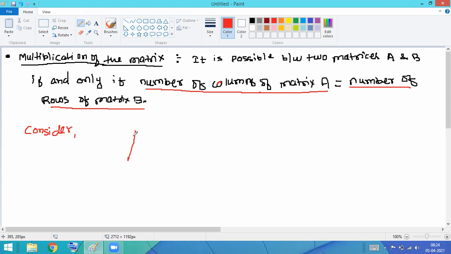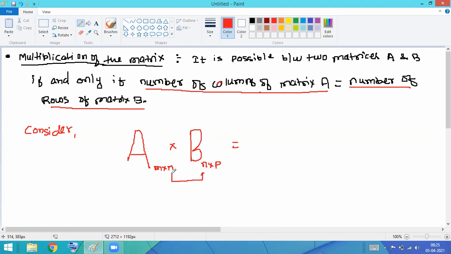Suppose we have the matrix A of order m cross n, and we have to find the multiplication with the matrix B of order n cross p. Now tell me, here multiplication of the matrices is possible or not? Guys, multiplication of matrices is possible at this point or not? Yes, it is possible. Why? The number of columns should be equal to this.